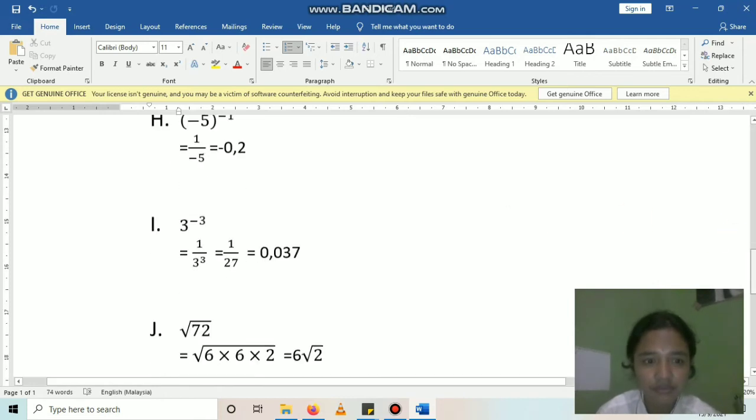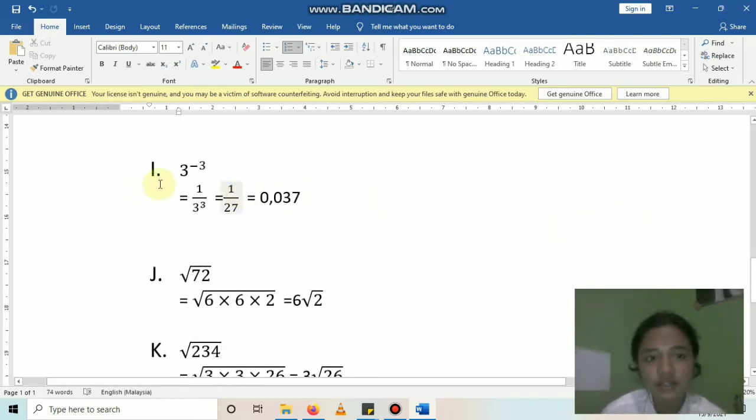Next, 3 to the power of -3 equals 1 divided by 3 cubed equals 1/27 equals 0.037.